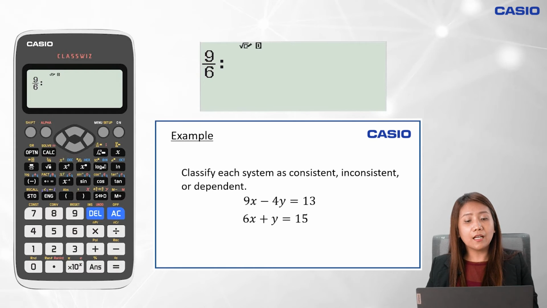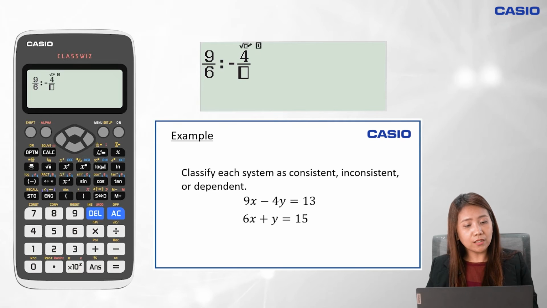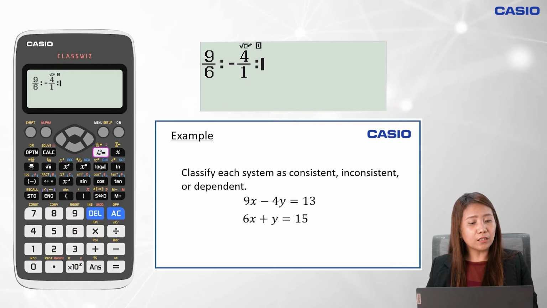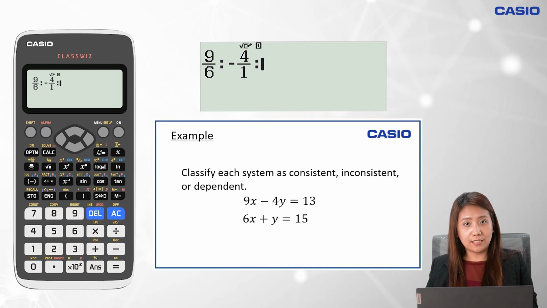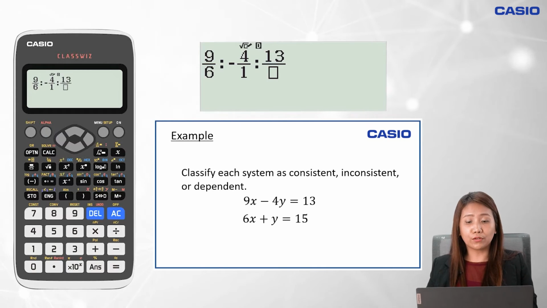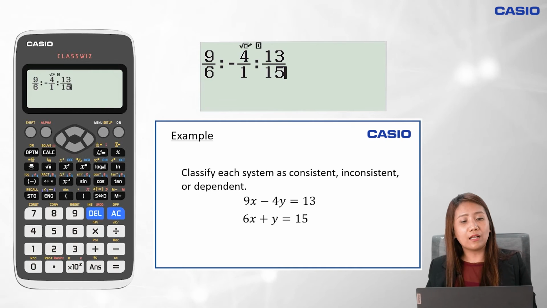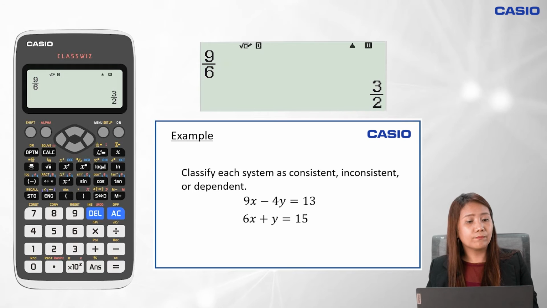Next, let's key in the coefficient of y. We input -4, then fraction key, then the coefficient of y for the second equation, that's 1. Then, we click on arrow right. Again, we click on alpha, integral for the colon to appear, and then we identify the constant terms. The constant terms are 13 for the first equation and 15 for the second equation. Now, let's see if they have the same ratio for all the values. Let's click on the equal sign.